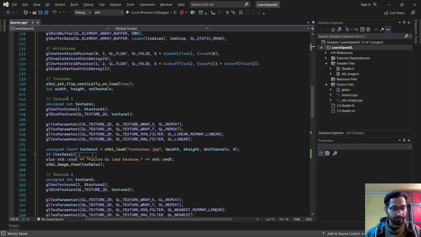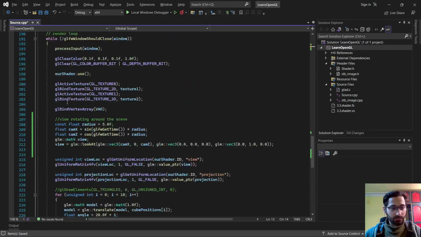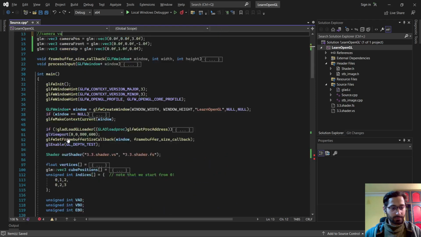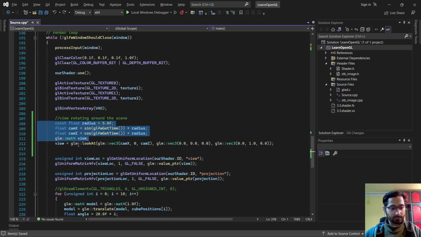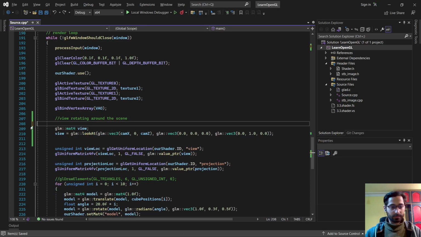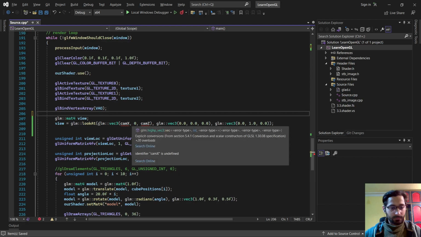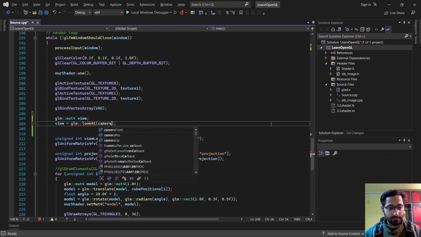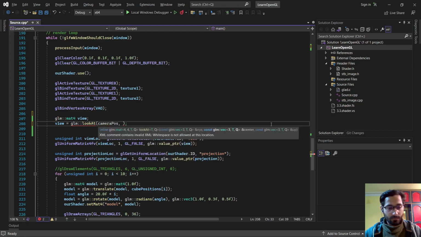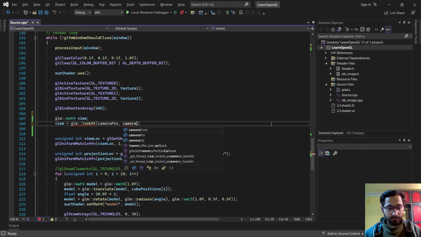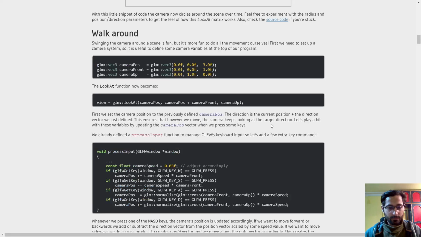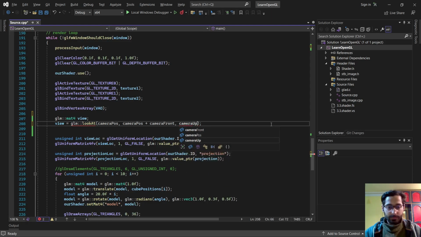You can already tell these are camera variables. So rather than doing this, we're gonna pass it the camera's position, camera position plus camera front, and then the camera up.